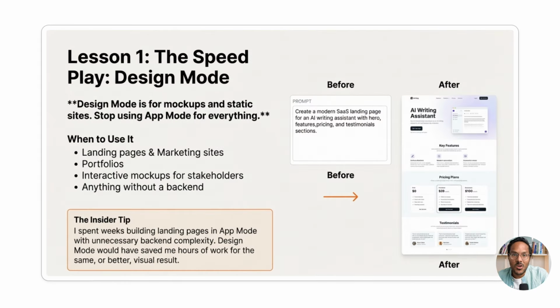So let's get to lesson 1, which is Design Mode. Design Mode exists and most people are ignoring it, but it's very powerful. It's perfect for mockups and static sites. So use Design Mode when you need marketing sites, landing pages, anything without a backend. I actually made this mistake myself where I did tons of things in app mode, but that was making things look slower than they needed to be. So don't make my mistake and don't always use app mode. That adds unnecessary backend complexity.